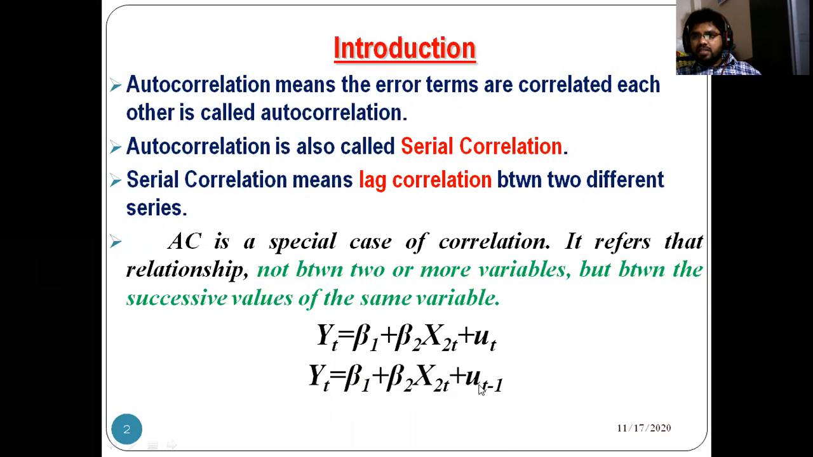Then this is last year's error term, u(t-1). u(t-1) is the previous period, whereas u(t) is the present year. t minus 1 is nothing but 2020 minus 1, that is 2019. So, last year's error and present year's error.